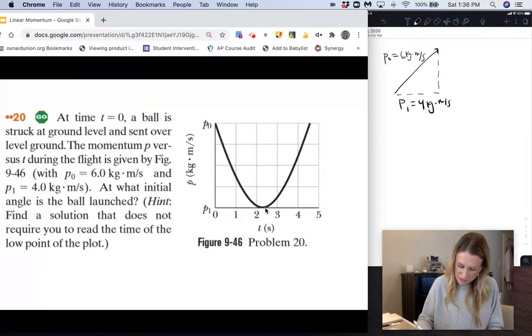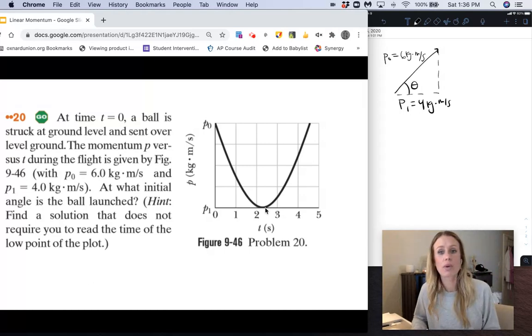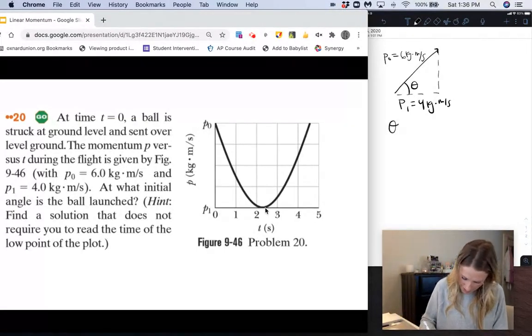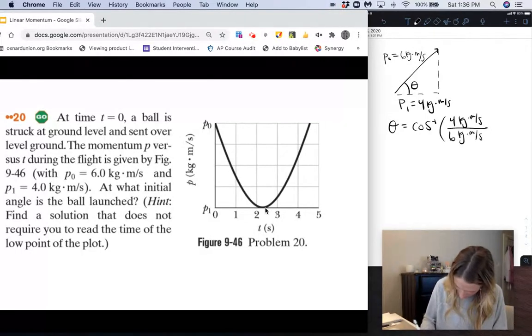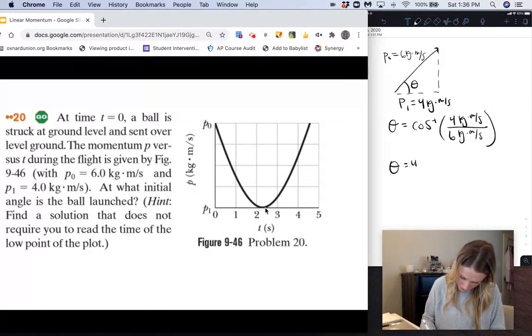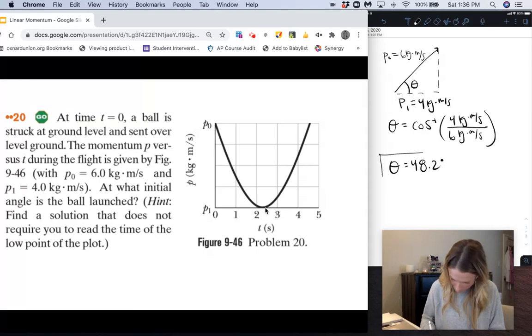So all we have to do is use our trigonometry. We know this is the angle we want to find, and since P1 is adjacent to that angle, we're going to use inverse cosine. So the angle is equal to inverse cosine of adjacent, 4 kilograms times meters per second, over hypotenuse, 6 kilograms times meters per second. And so here I get inverse cosine of 4 divided by 6, which is 48.2 degrees. And that's it.